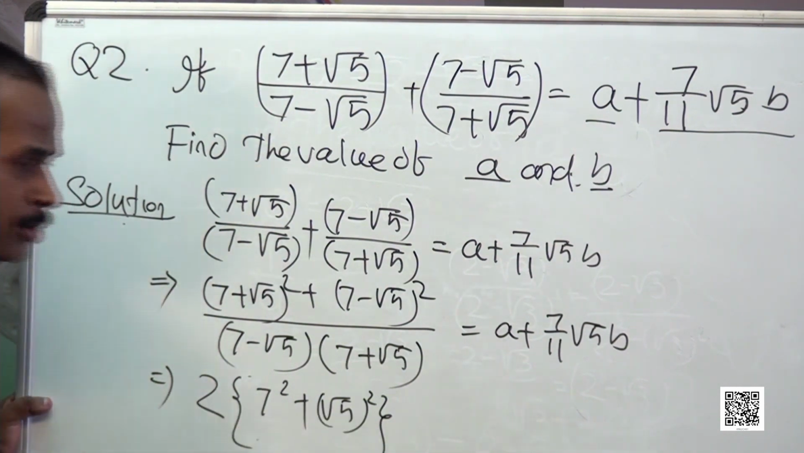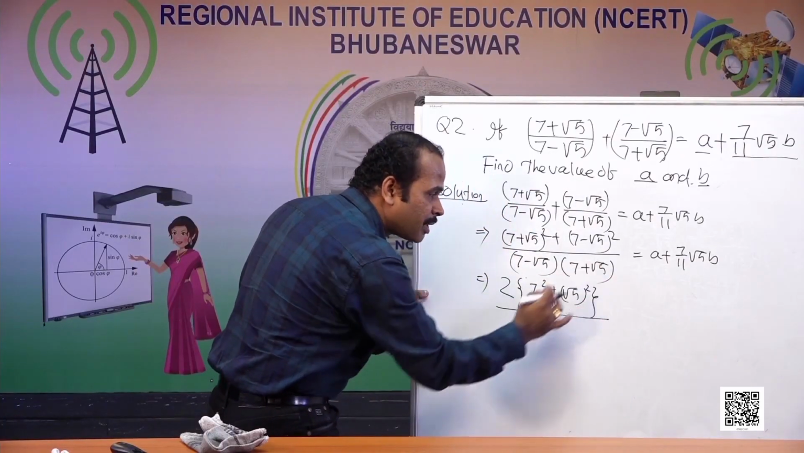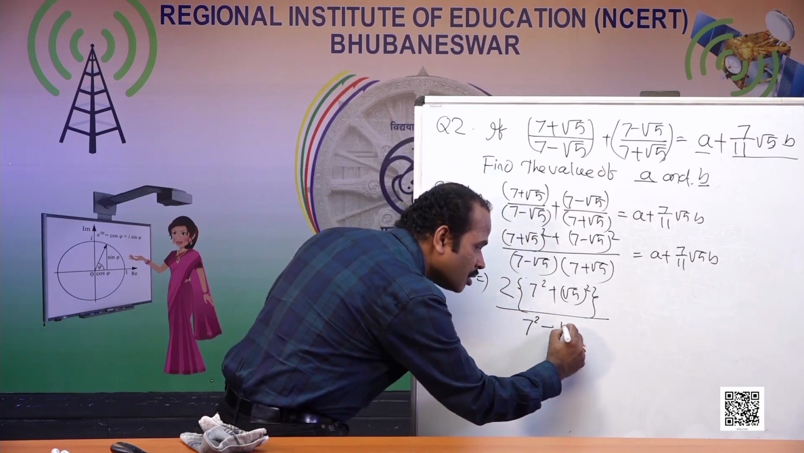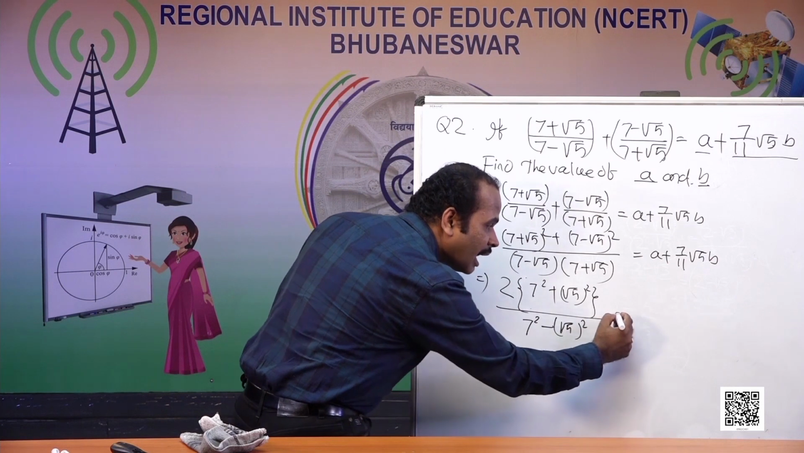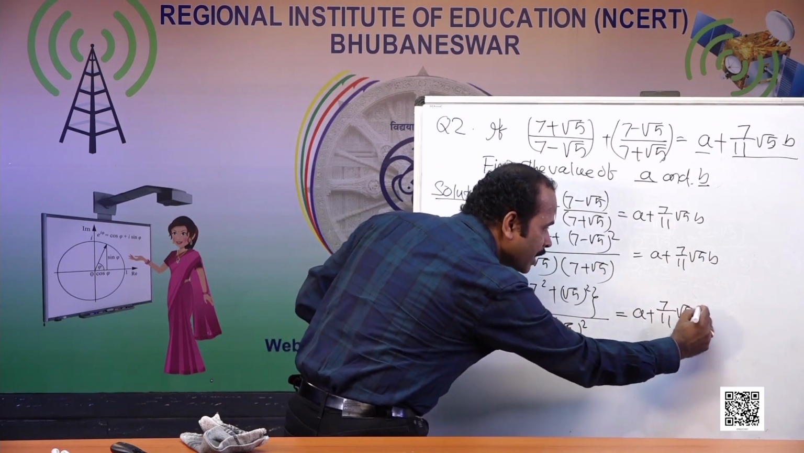So what identity have I used? Let me write. Here it is 7 minus root 5 into 7 plus root 5. It becomes a square minus b square. So this is 7 square minus root 5 whole square. And finally this is equal to a plus 7 by 11 root 5 into b.